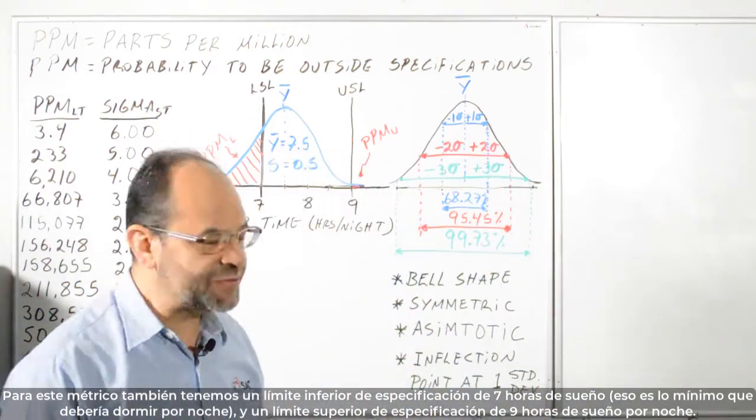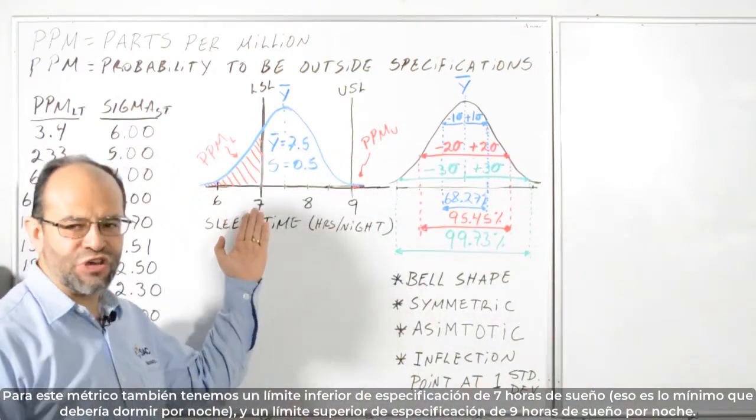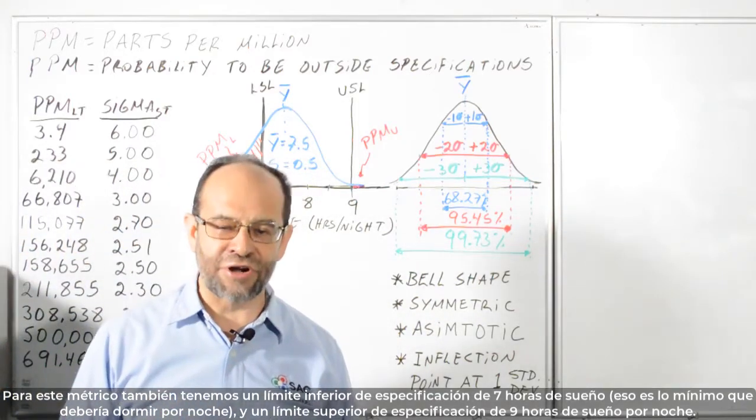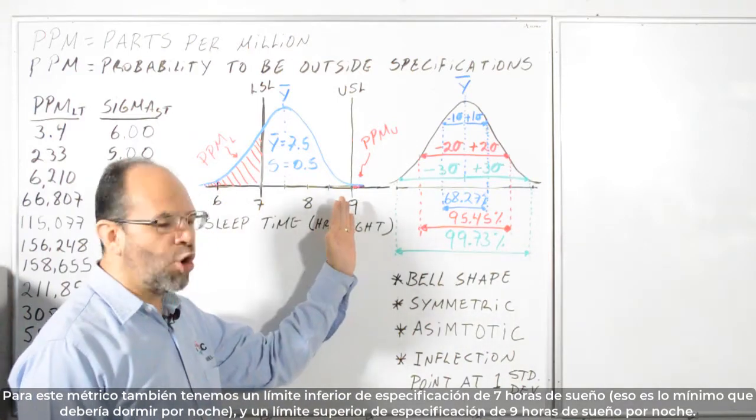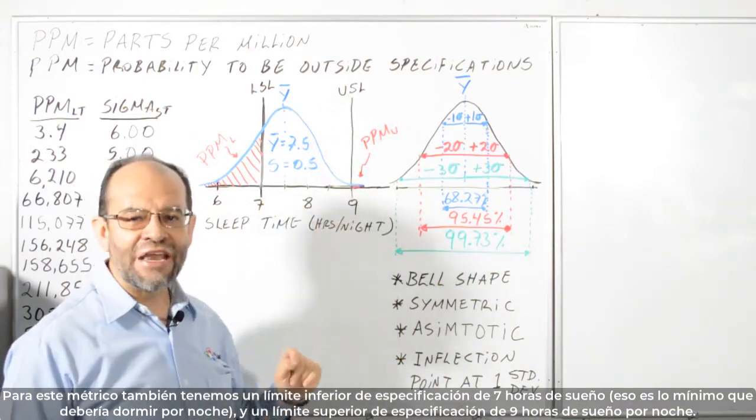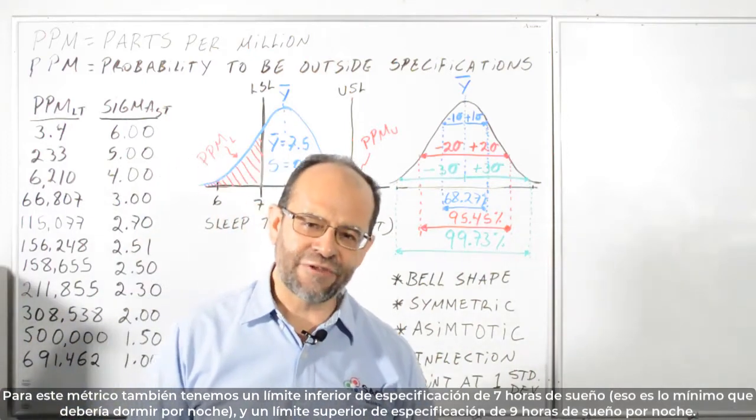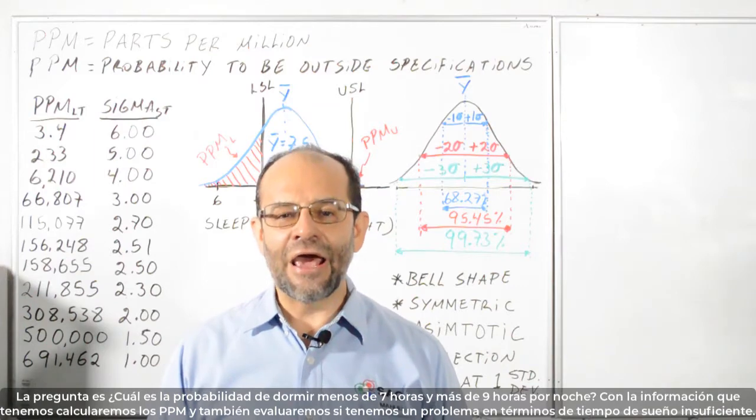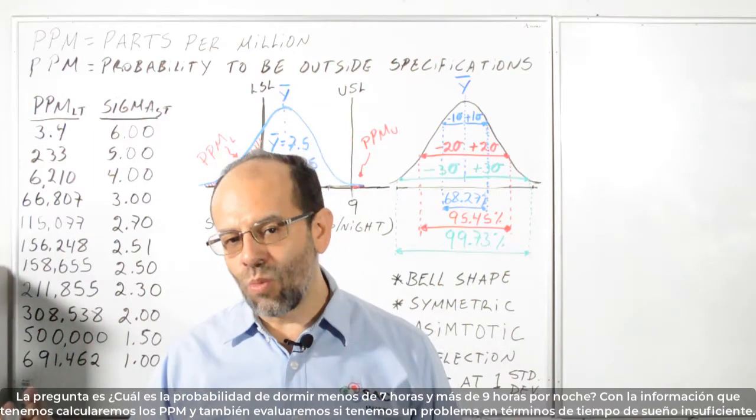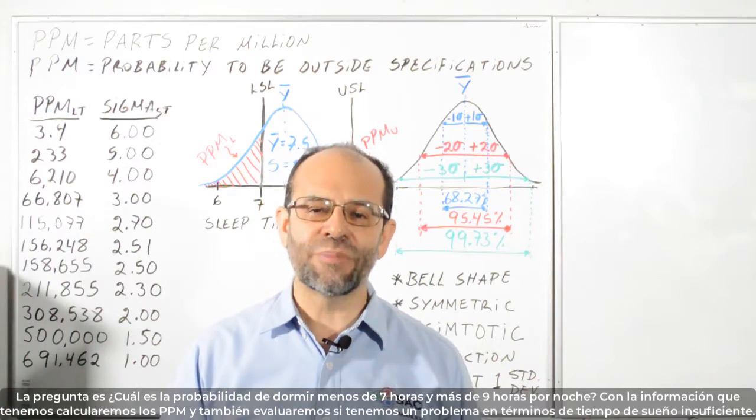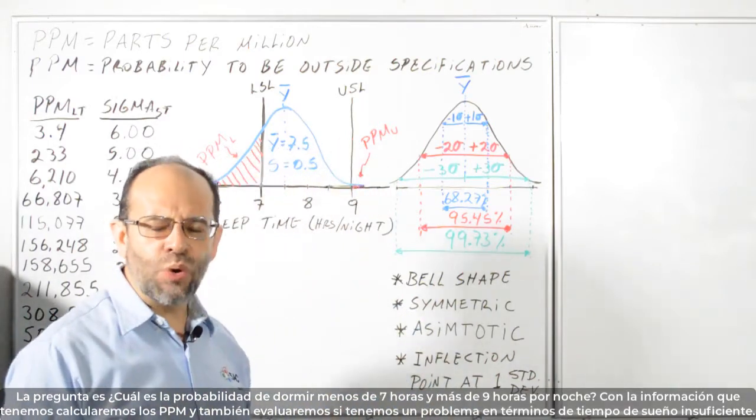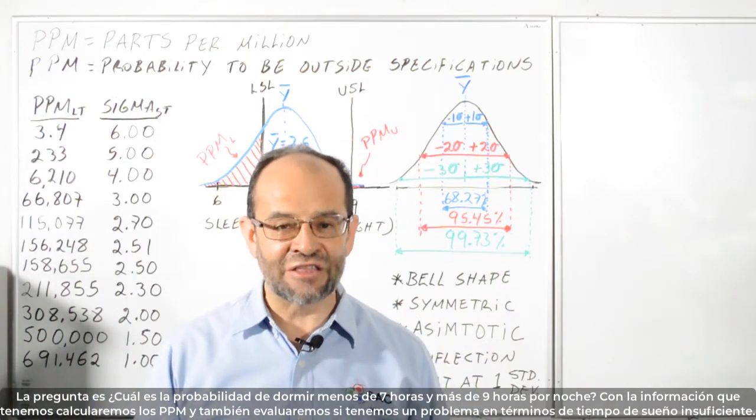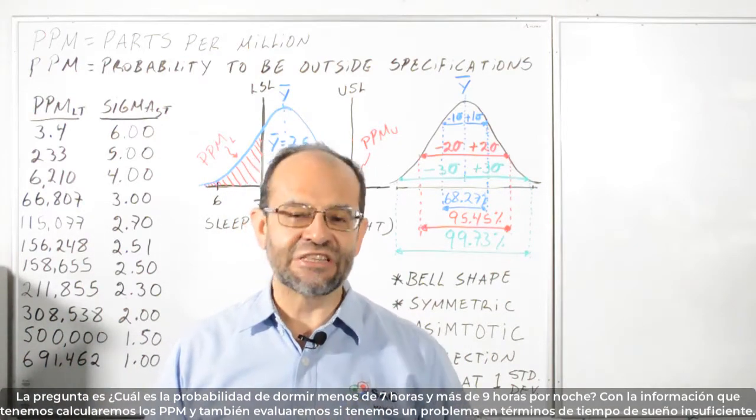Well, we also for this metric are having a lower specification limit of 7 hours of sleep. That is the minimum that you should sleep per night. And a maximum, an upper specification limit, of 9 hours of sleep per night. The question is, what is the probability of sleeping less than 7 hours and more than 9 hours per night? And with that we will be calculating the PPMs, and also we will evaluate if I'm having a problem in terms of not enough sleeping time.